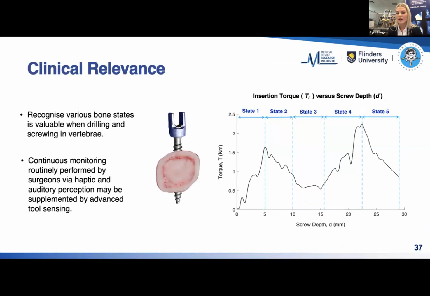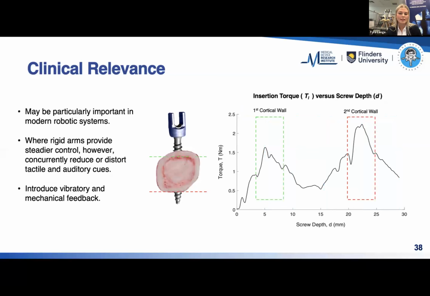So the ability to recognize various bone states is valuable when drilling and screwing in the vertebrae. And using the acoustic emission and insertion torque parameters, continuous monitoring routinely performed by surgeons via haptic and auditory perception may possibly be supplemented by advanced tool sensing.